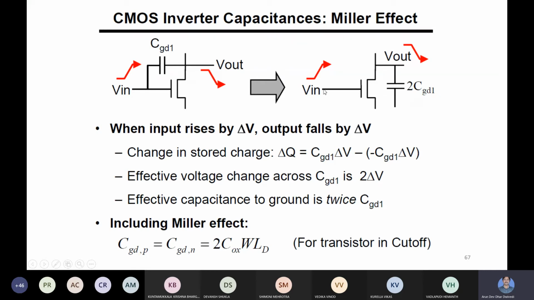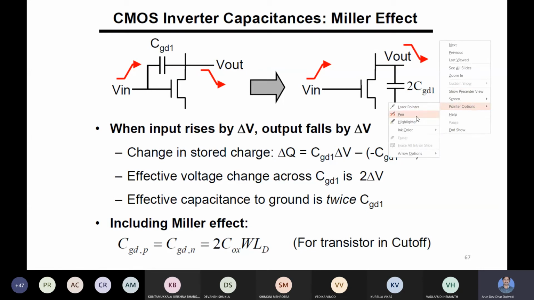Now we can see that when the input is switching from low to high, the output is switching from high to low. So how much change will be happening? Basically between V out and ground we are considering two times CGD1. At the input it was CGD1, but between the output point and ground it is considered 2 times CGD1 due to the Miller effect. Why? Because when the input pulse rises from low to high, the output falls.